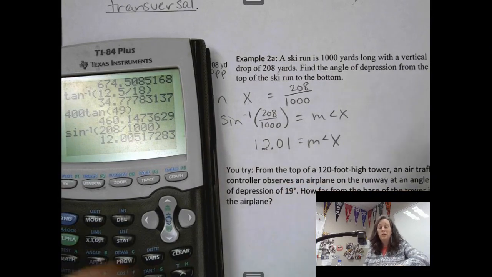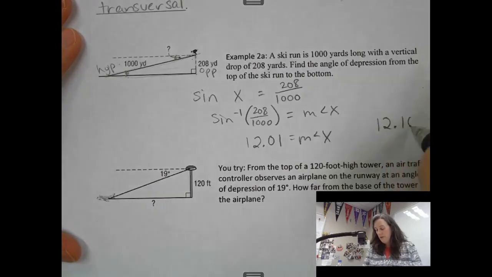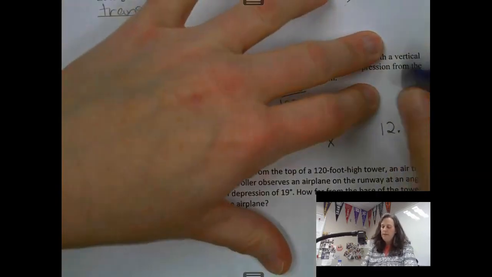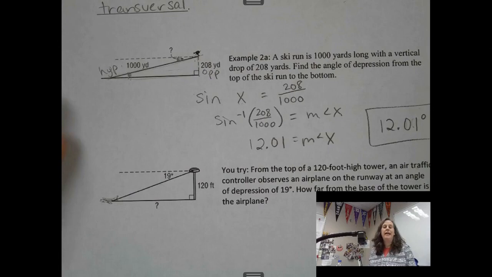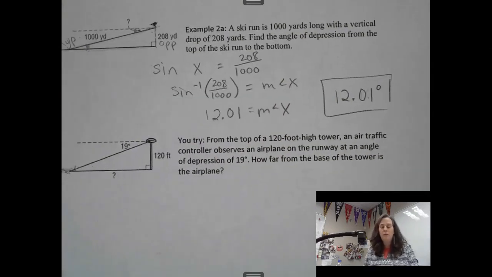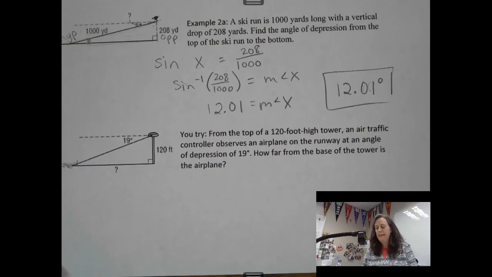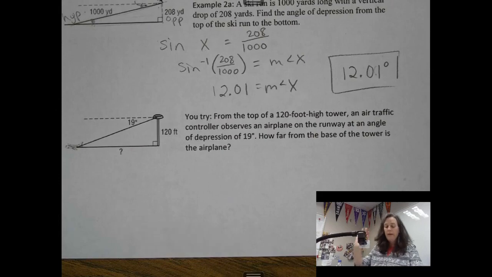And then we have to put some words. Actually, for this one, it's not really words. It's a sign or a symbol, because it is degrees. So it's about a 12-degree angle. And actually, if you rounded that to just 12, I think that would be perfectly acceptable rather than 12.01. Okay, got one for you to try.